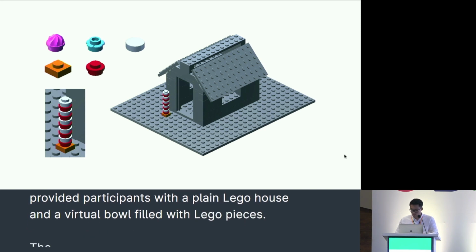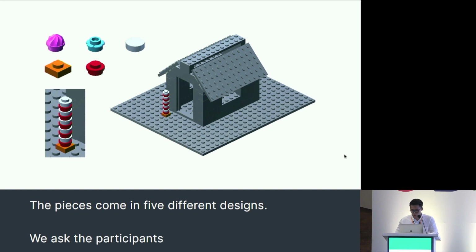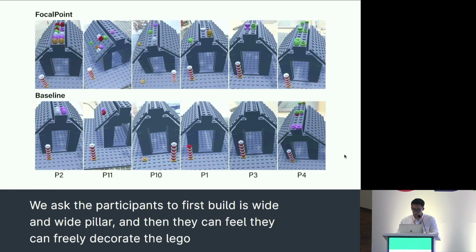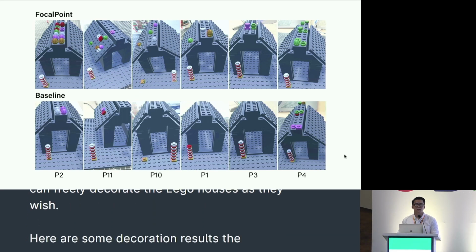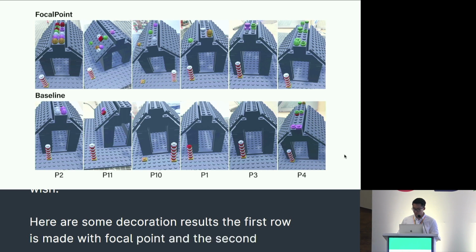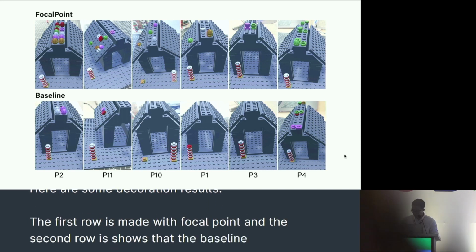We asked the participants to first build this red and white pillar, and then they can freely decorate the Lego houses as they wish. Here are some decoration results. The first row is made with focal point, and the second row shows the baseline condition.